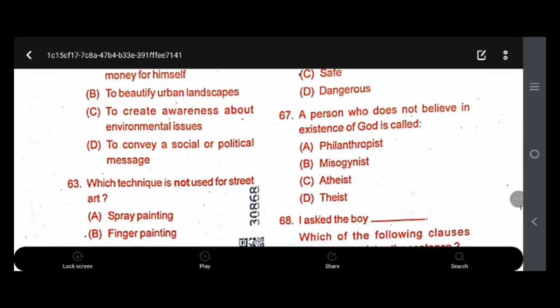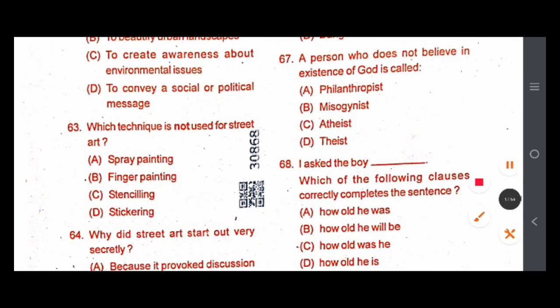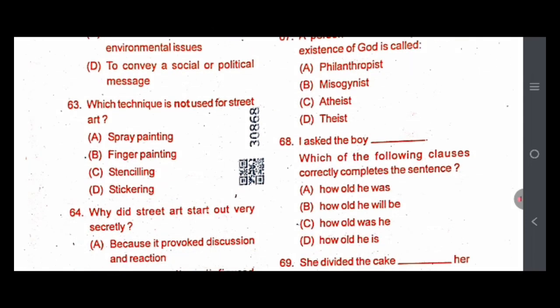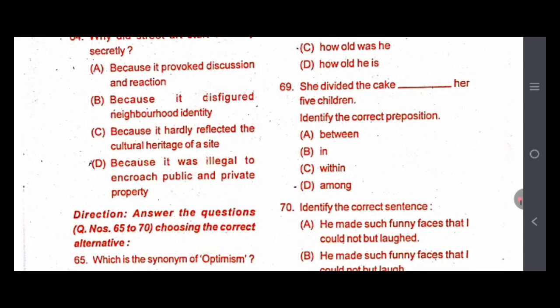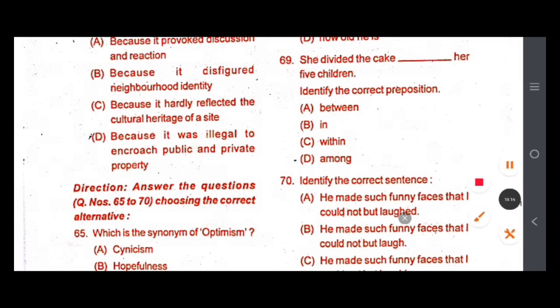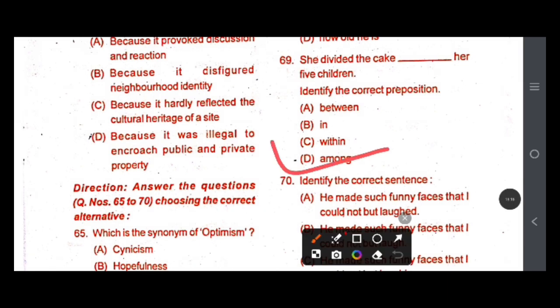A person who does not believe in existence of God is called, option C, atheist. I asked the boy dash, which of the following clause correctly completes the sentence? The correct answer will be: how old he was. She divided the cake dash her 5 children. Identify the correct preposition. It will be among.